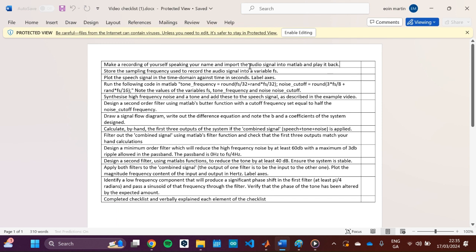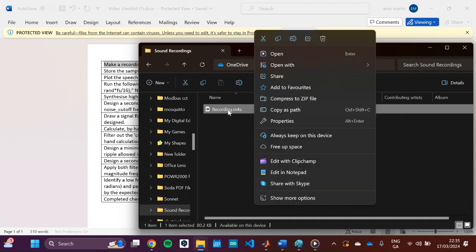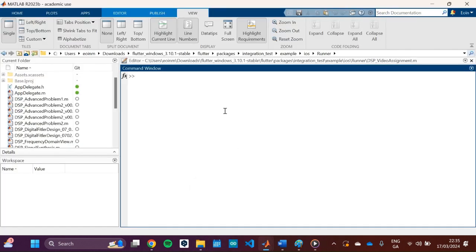So, part one: make a recording of yourself speaking your name and import the audio signal into MATLAB and play it back. I have a recording already made, Recording.m4a. I'm going to copy the path into MATLAB. So input, FS, the sampling frequency, equals audioread. Copy that in.